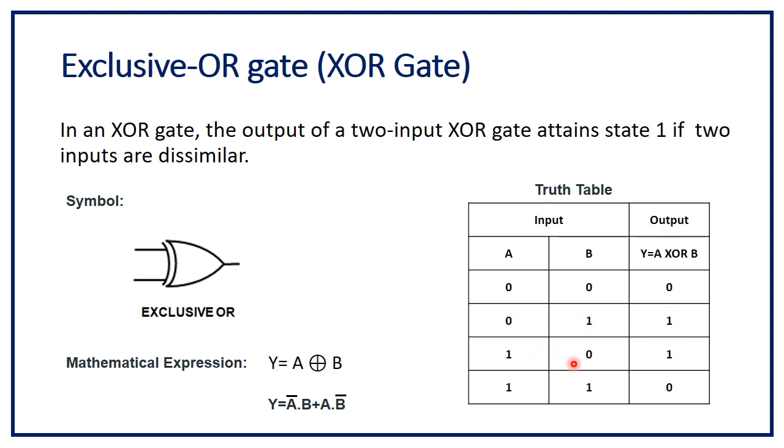Here A is 1, B is 0. Again, these 2 inputs are different, so output is 1. Last case, A is 1, B is 1. Now these 2 inputs are same, so output will be 0. So only keep this sentence in mind. If the 2 inputs are different, then and only then your output will be 1 in the case of XOR.